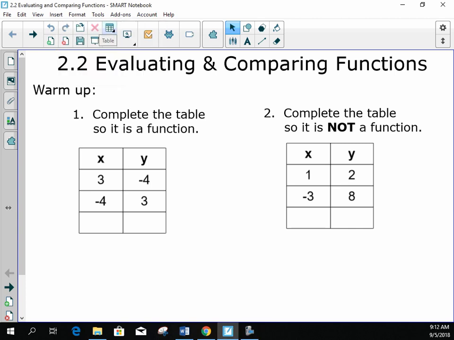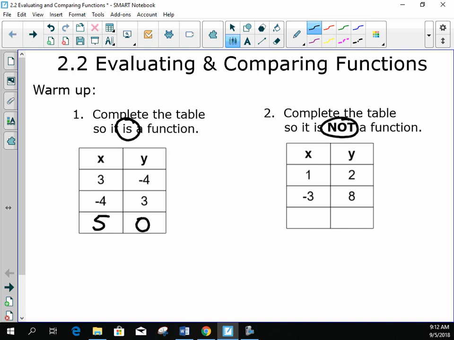Okay, this is 2.2. We are going to be going over the warm-ups. You have to be careful. So it is a function. That means I have to make my x value different so I can put 5, and I don't care about the y value. Not a function, we have to make it the same. However, now I care about the y value. I use the same x, but I cannot use the same y that x has. So now I'm good. That's not a function because the x repeat.